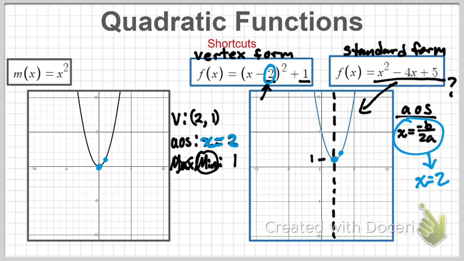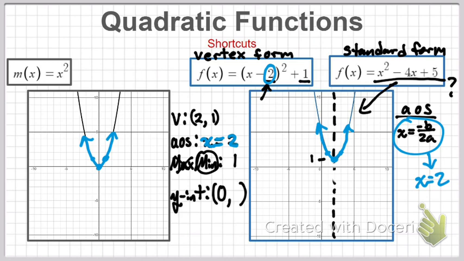Okay, next thing you got to know is the other point, the point right next to the vertex, is simply 1 to the right and 1 up for each of the mother function and for our shifted function. And that's a cool pattern to recognize. And this is true because the a is 1. Whenever the a is 1, that's going to be the pattern. And then you can easily copy the other point on the other side of the axis of symmetry right here, and then you can graph it. Okay, and you can do the same thing on the shifted one.